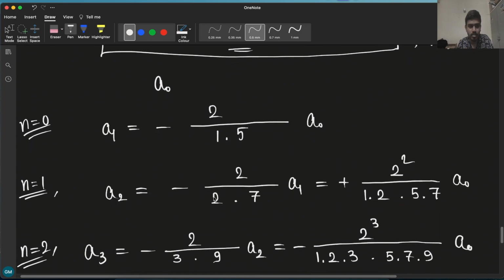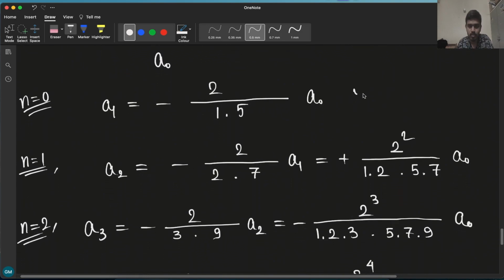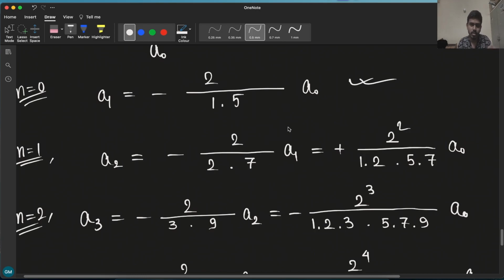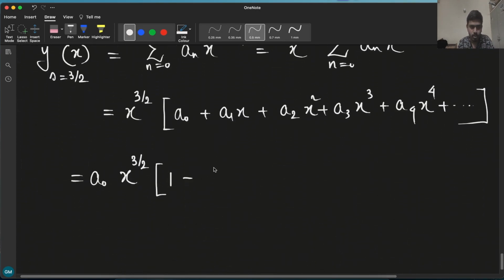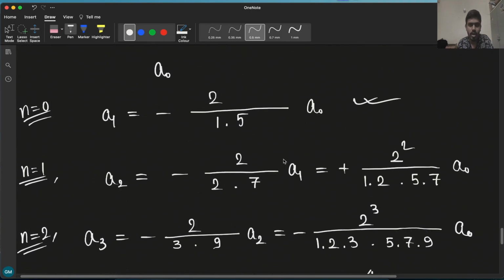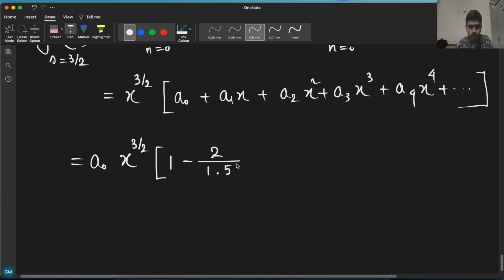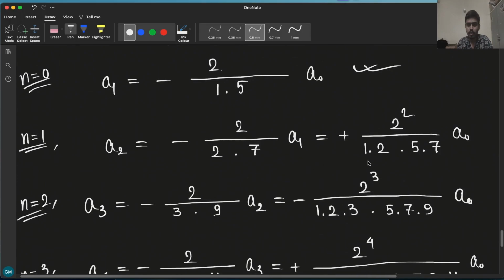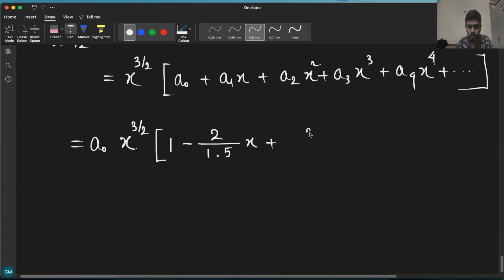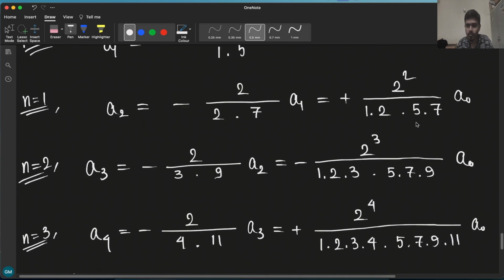What is a1? A1 is this term. a0 I have already put outside, so it will be minus 2 divided by 1 times 5, so 1 times 5 times x plus a2, which is 2 square divided by 1 times 2 times 5 times 7, just following the pattern.